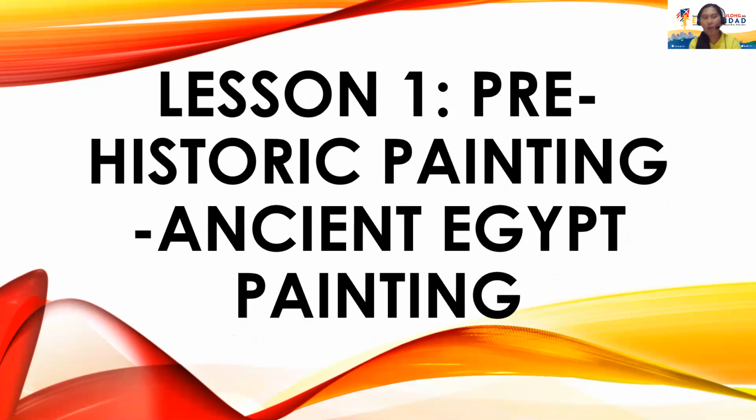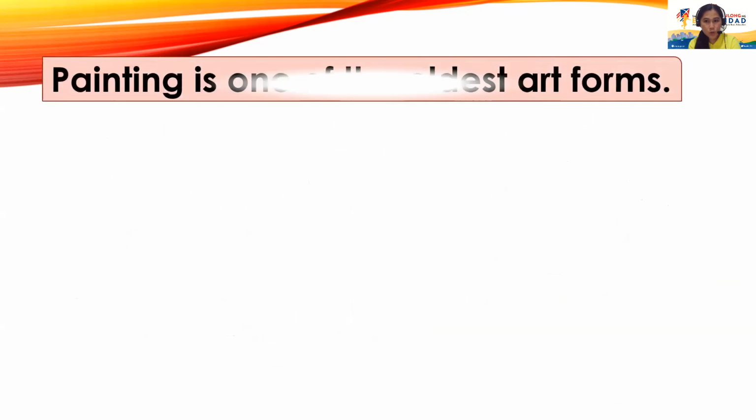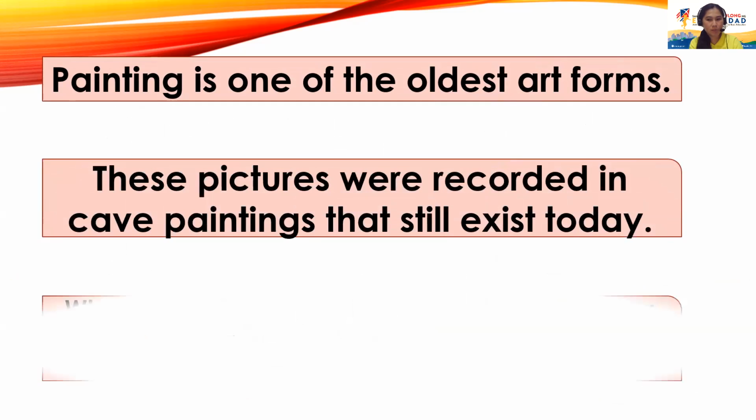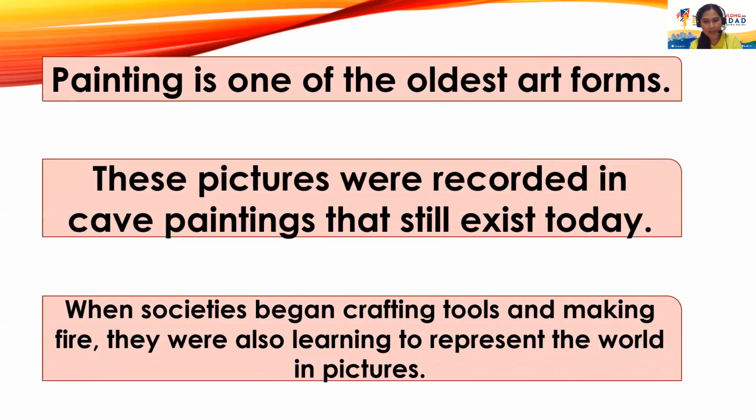Wow, we are going global. That's right. Okay, so what is painting? Painting is one of the oldest art forms. These pictures were recorded in cave paintings that still exist today. In ancient times, our ancestors were already painting.